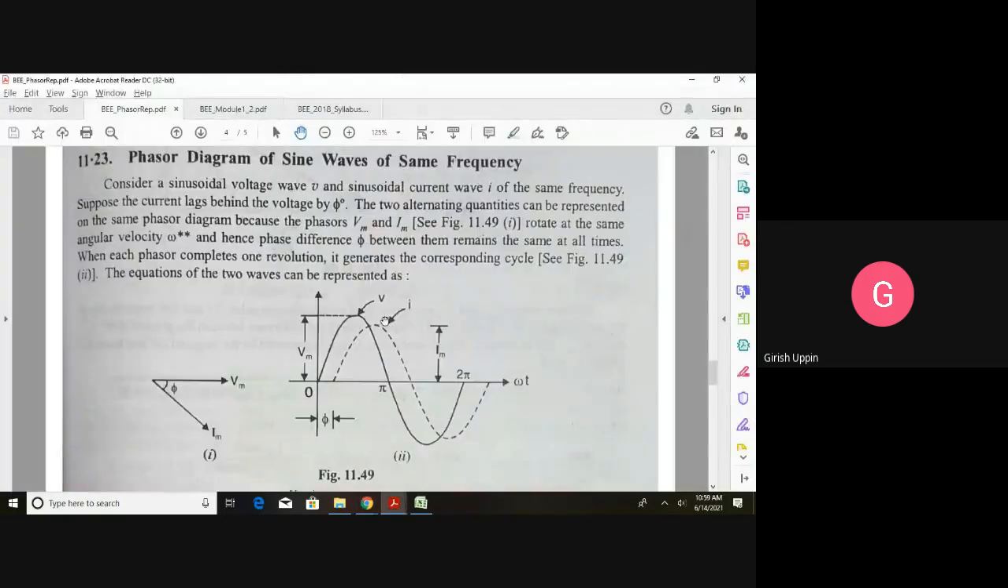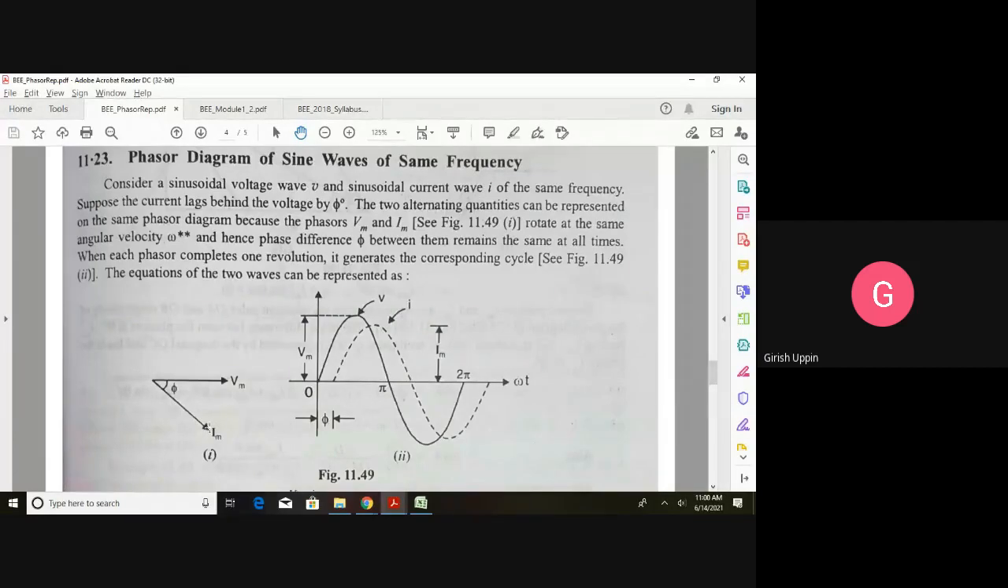Now, how do we represent the current? The current lags. What does it mean that current lags? There is a delay in the start of the current. This reference is the starting point, so this current will not start until angle phi. Whatever the equation, I is equal to Im sin(omega t minus phi). So this is the minus phi, and this also rotates clockwise.